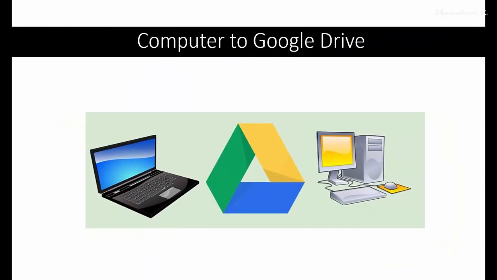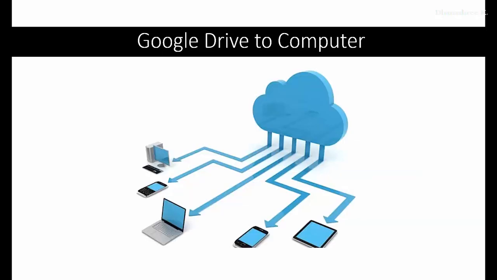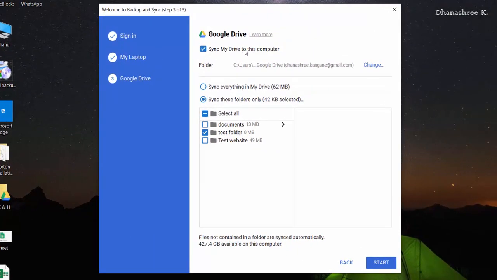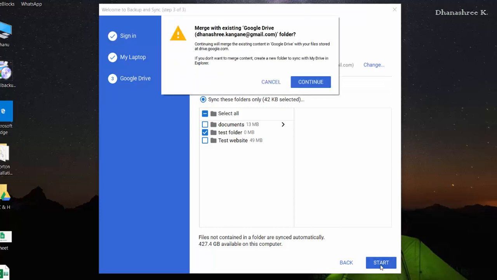I will repeat. First step is sign into your Google account. Then if you just want to take a backup of your computer to the drive, then go for step 2. And if you just want to take a backup of Google Drive to the computer, then go for step 3. For demo purpose, I am selecting both the options and say start.